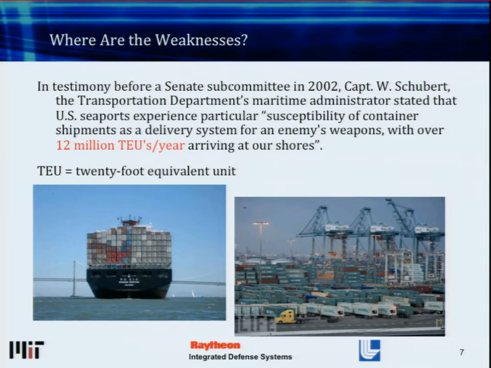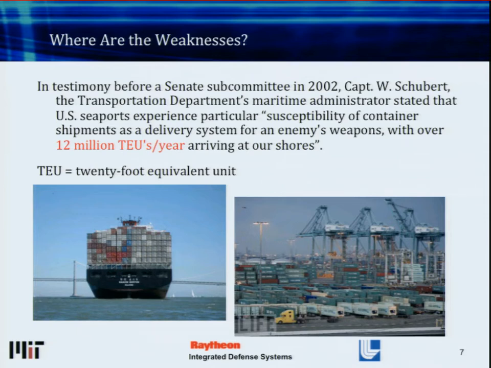12 million TEU, twenty-foot equivalent units, arrive at the shores every year. It takes about 12 minutes to unload one of these containers and ship it off. So how do you figure out where and what is hidden inside of this massive amount of containers? Moreover, if this is San Francisco, the last thing you want is this container to arrive at the shore.